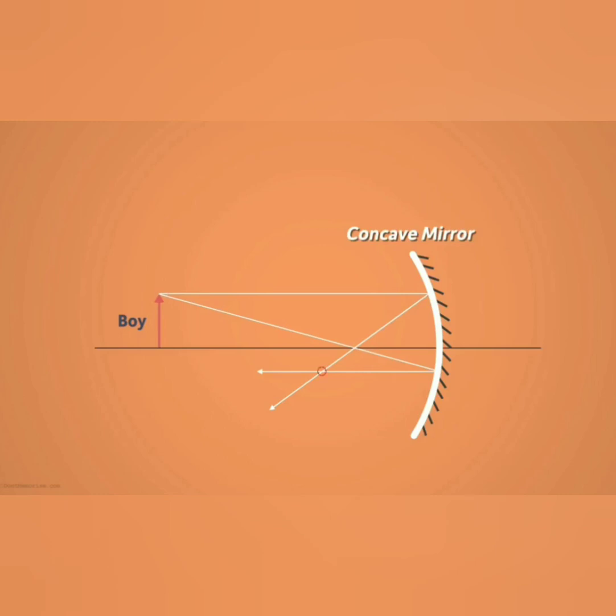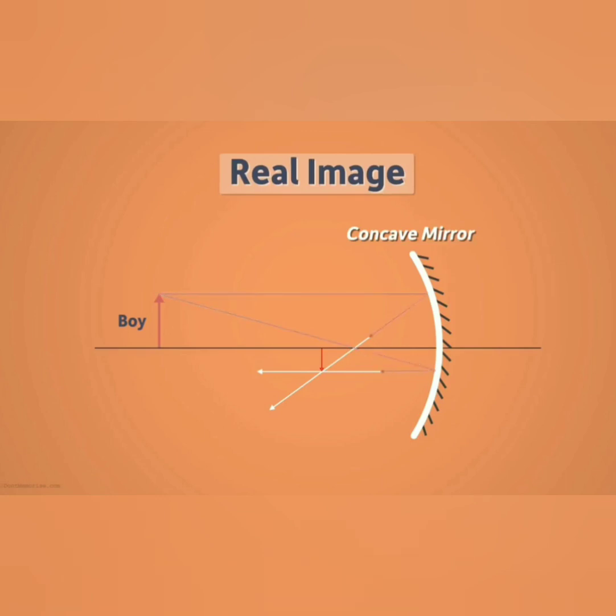And we can do something similar for the remaining points of the object too. We get this image. This is called a real image. It is the image formed when light rays converge after reflection from the surface. One important thing we need to know is that real images formed by concave mirrors are always inverted. We will learn more about this in the future videos.